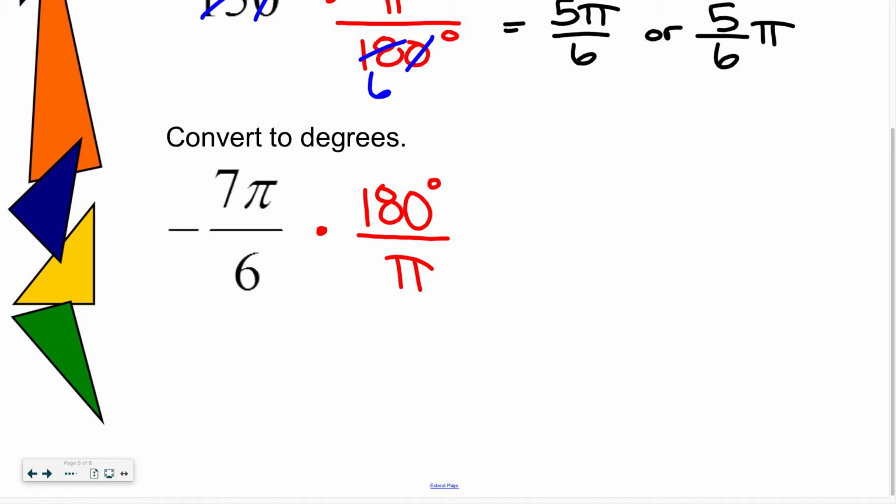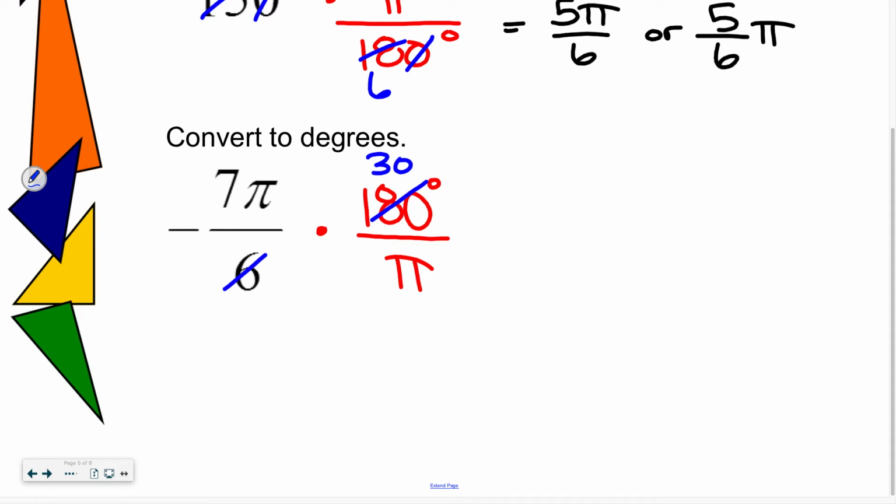This is nice because what happens? What's that? Oh yeah, 6 and 180 divide nicely. So 180 divided by 6, or 18 divided by 6 would be 3, but there's a 0 there, so that's 30, right? What else can you do?